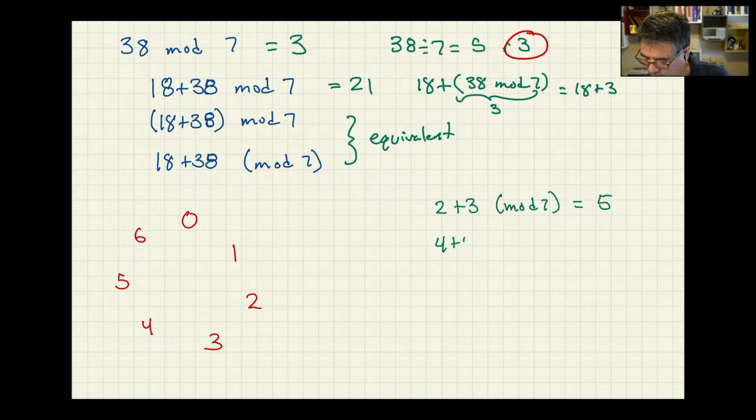Let's do 4 plus 4, mod 7. Start at 4, and then just add 4 by going clockwise. 1, 2, 3, 4. So 4 plus 4, mod 7, is 1, which is the answer you would get if you added 4 and 4 together and got 8, and then you did mod 7. So you divide by 7, you get a quotient of 1 with a remainder of 1. It's that remainder that we're interested in.